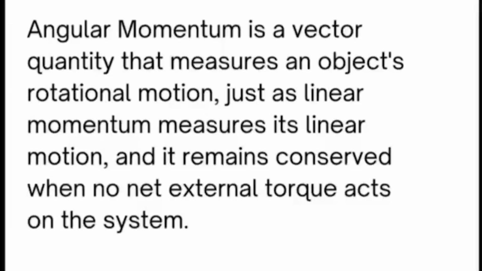Angular momentum is a vector quantity that measures an object's rotational motion, just like linear momentum describes how hard it is to stop something moving in a straight line. Angular momentum tells us how hard it is to stop something from rotating. The key point is angular momentum is conserved when no net external torque acts on the system. This is similar to how linear momentum is conserved when there's no net external force.